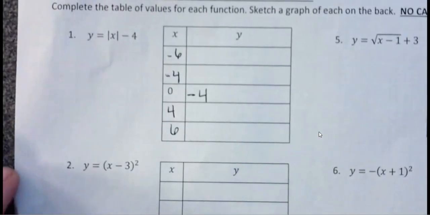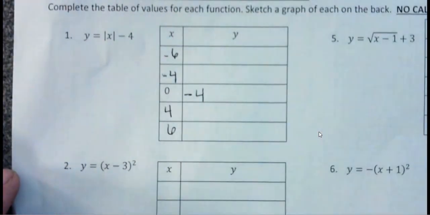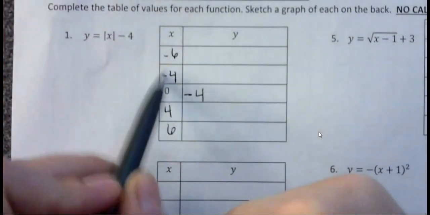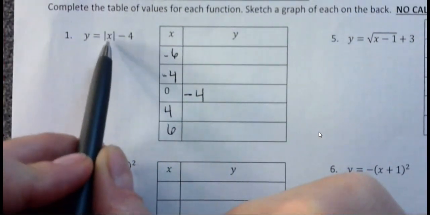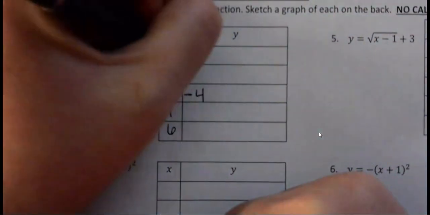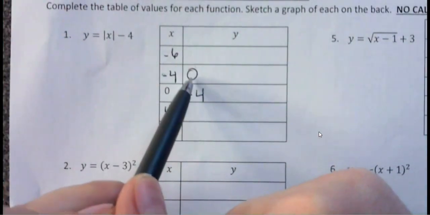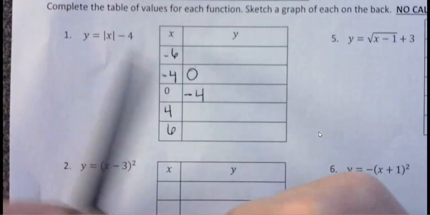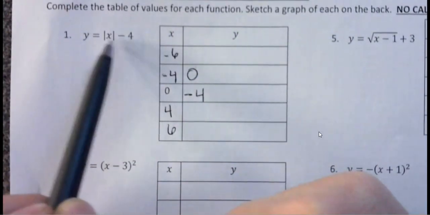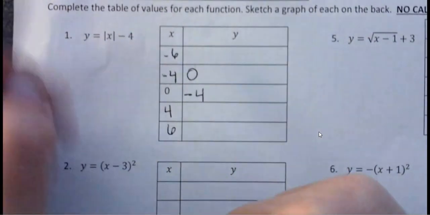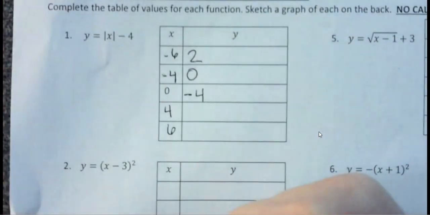And then what you're going to do is you're going to take these points, you're going to plot them on the other side, and then you're going to connect the points, and you'll end up with a graph. So negative 4 in the absolute value form is the absolute value of negative 4 is just 4. Then 4 minus 4 is 0. So this is where it crosses the x-axis right here. Crosses at negative 4. And then negative 6, when we plug that in, the absolute value of negative 6 is a positive 6. And then 6 minus 4 is 2.